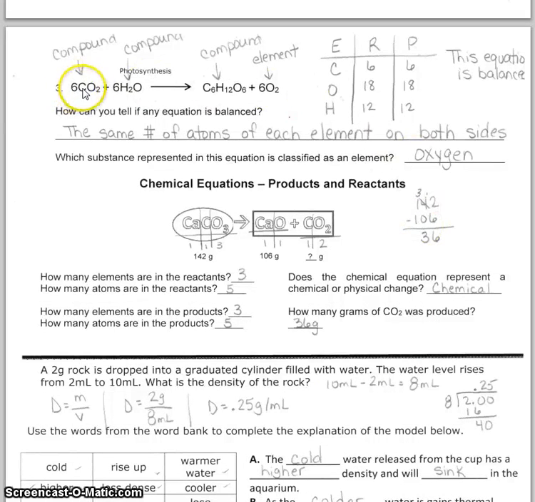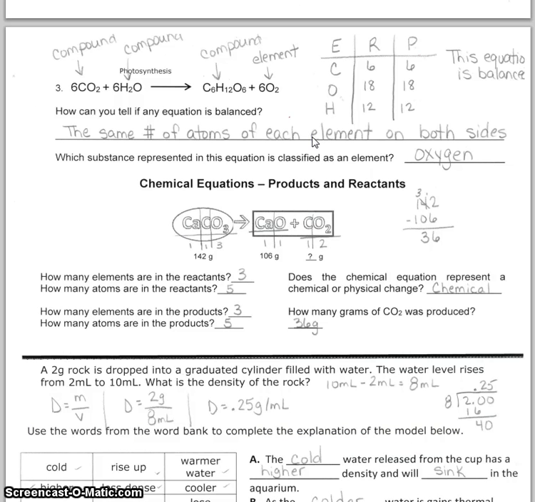We have this chemical equation up here for photosynthesis. We have carbon dioxide plus water produces glucose plus oxygen. The question is, how can you tell if any equation is balanced? Well, you can determine if an equation is balanced by identifying the number of atoms of each element on both sides. If there are the same number of atoms for each element, then the equation is considered balanced.